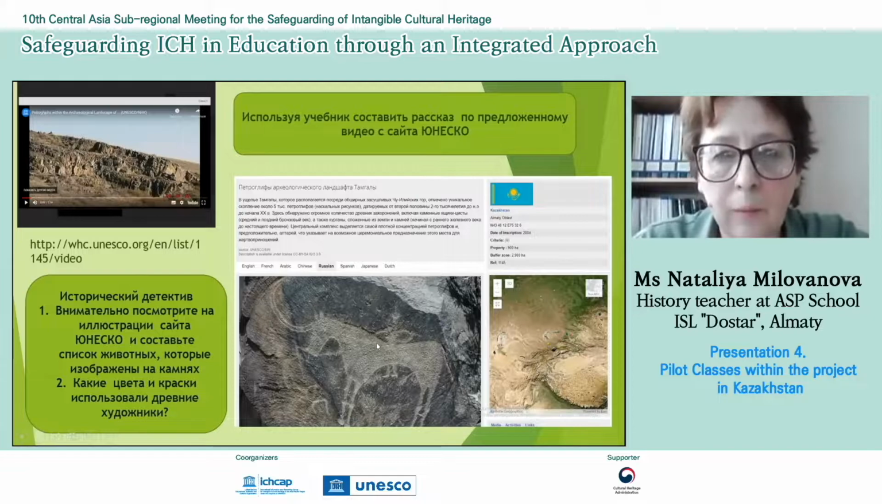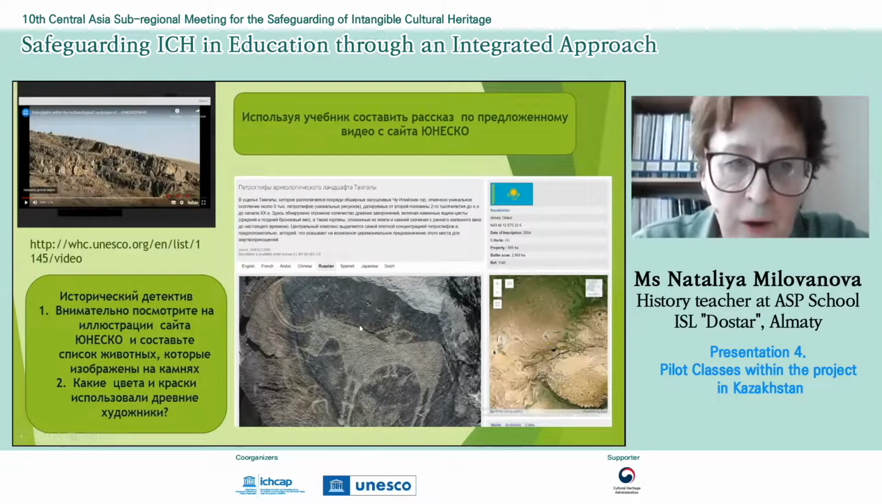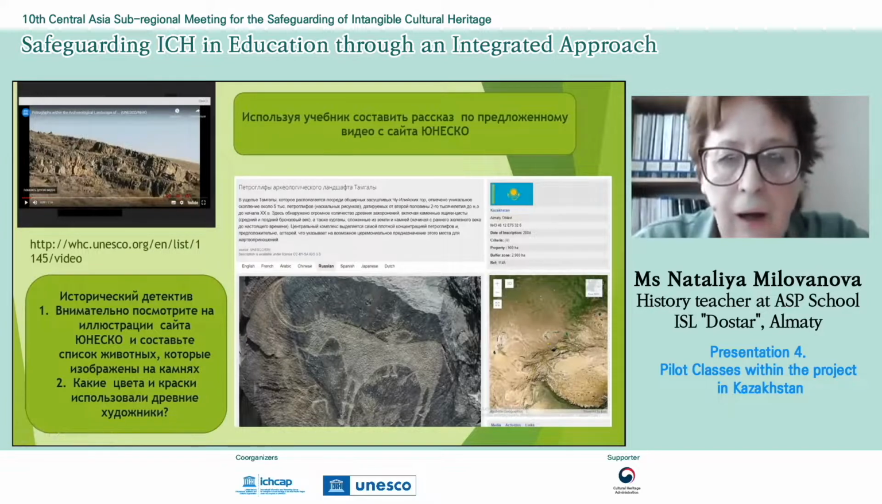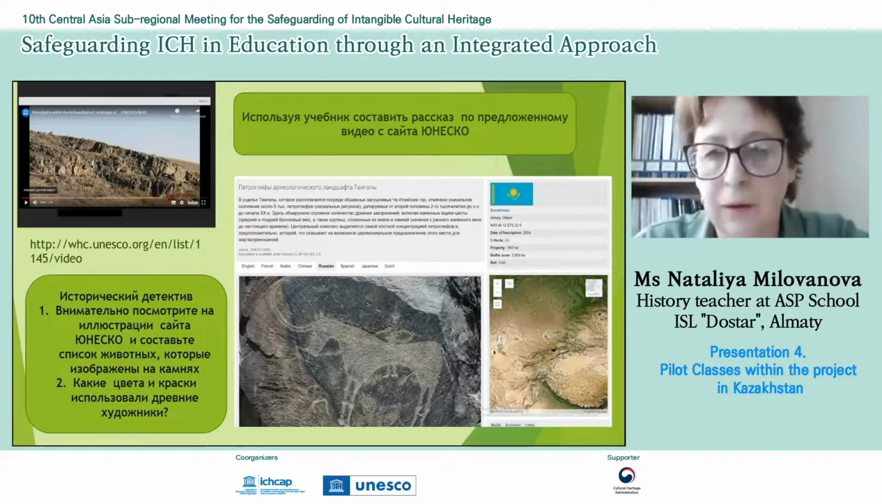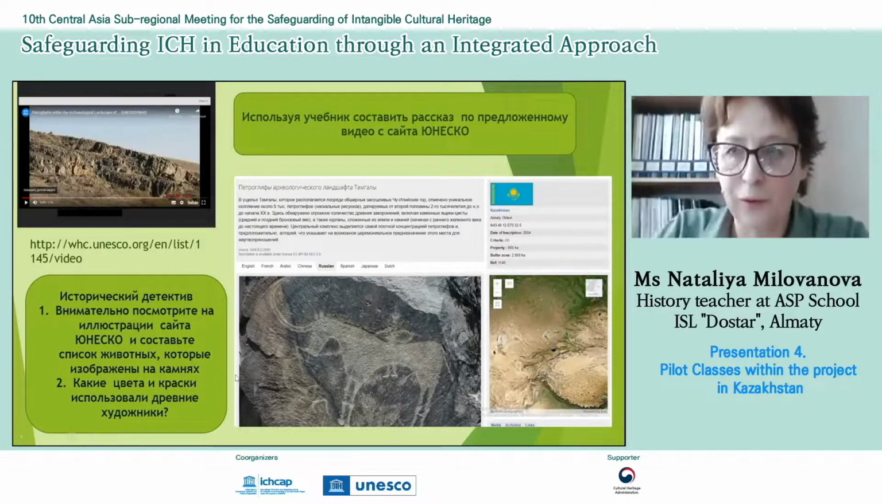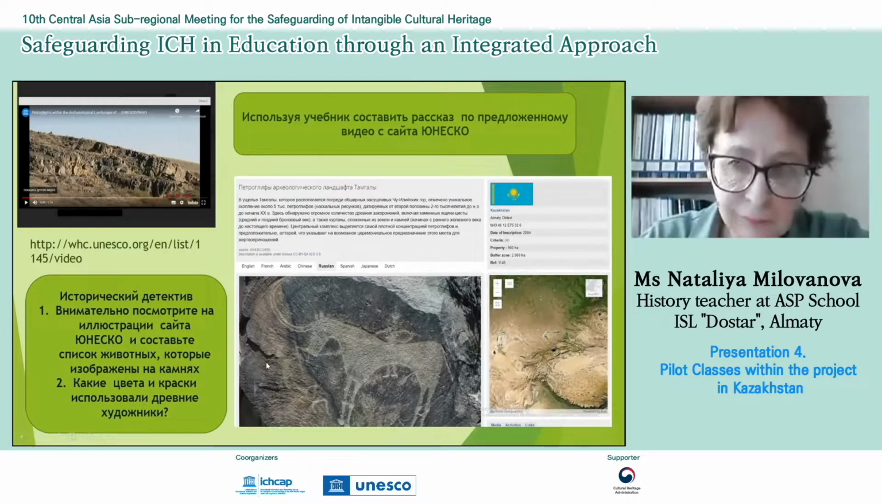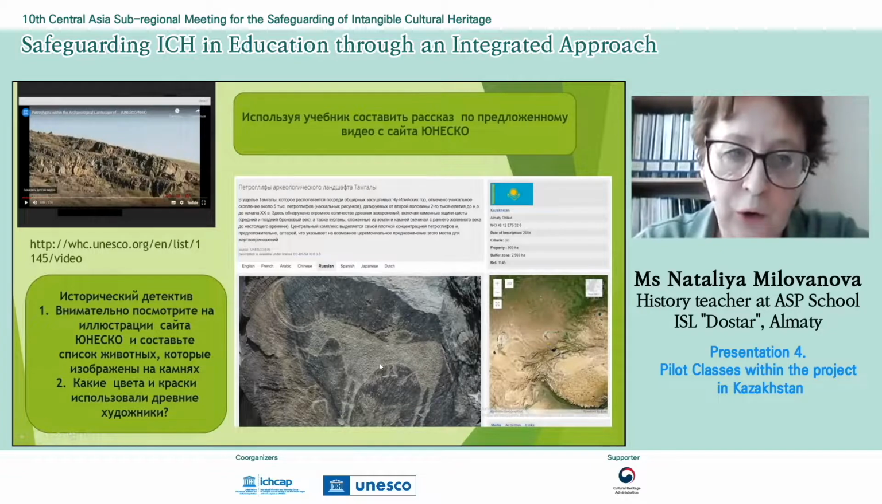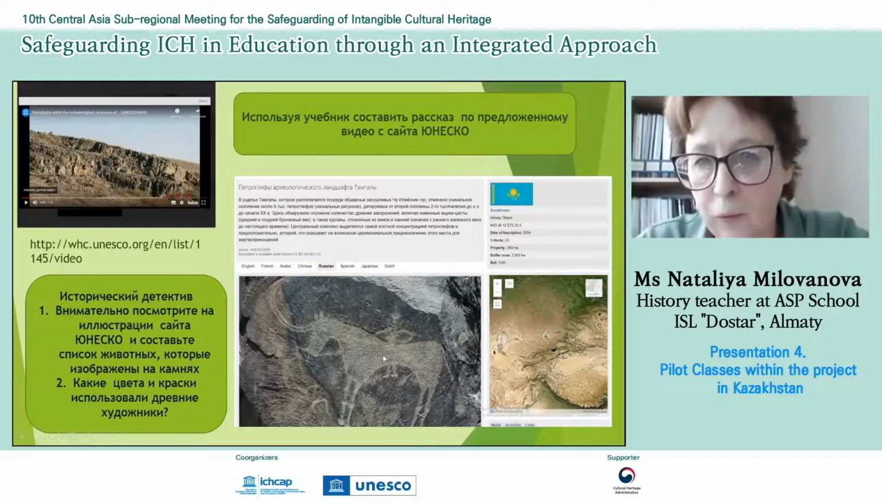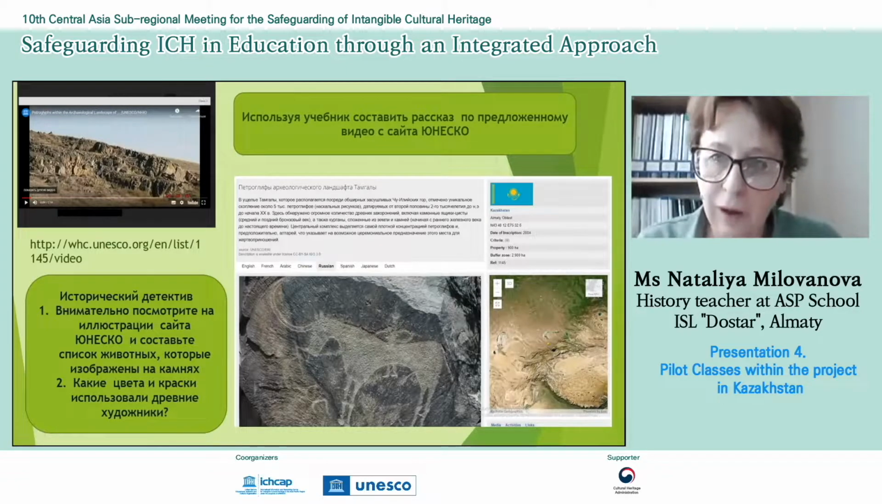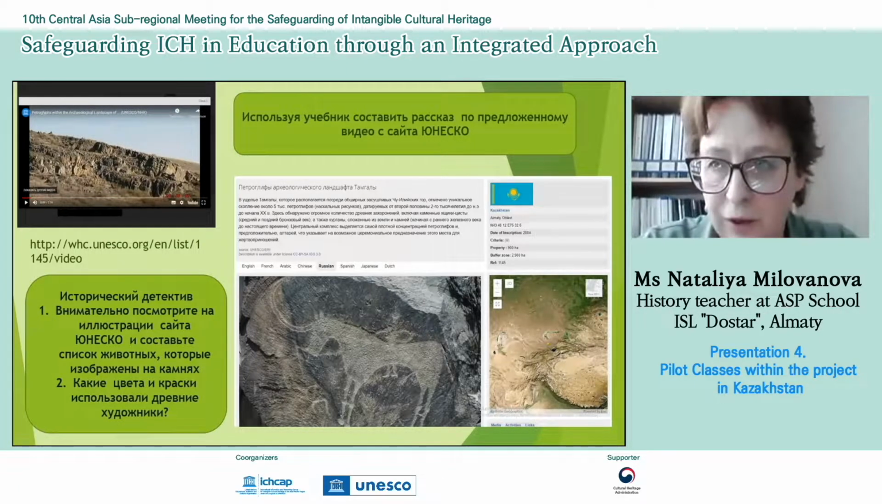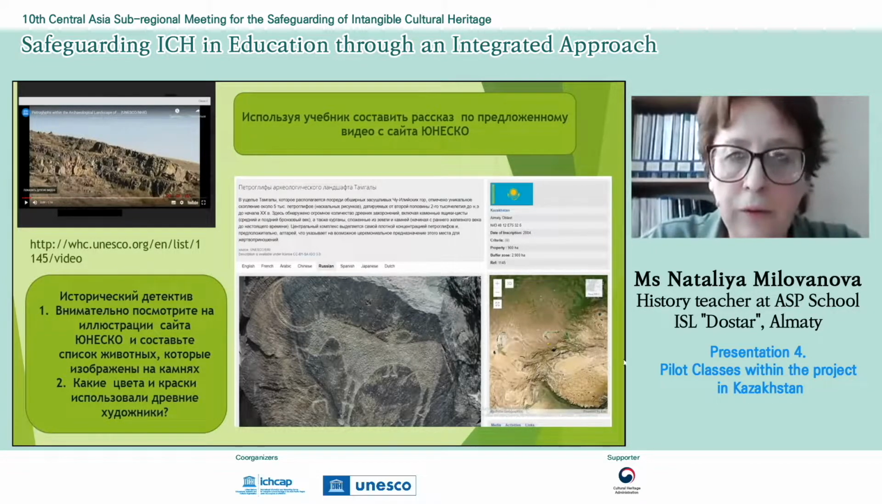And of course, I'm using the materials which are available on the page of the Tamgaly site. We give our students an opportunity to learn more about the illustrations, because very often they cannot see them, as it's not a part of our current environment, but nevertheless, they can learn about the dyes and the materials. Then I give my students the opportunity to play the role of artists, and they are actually painting paintings in Tamgaly style.